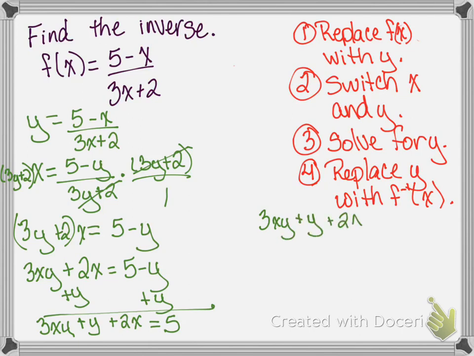What's my next step? What do I need to get to the other side with the 5? Here I've got 3xy. That has a y, so I need to keep it. This has a y, so I need to keep it. Does that have a y? No, so I need to subtract 2x and get it over here.